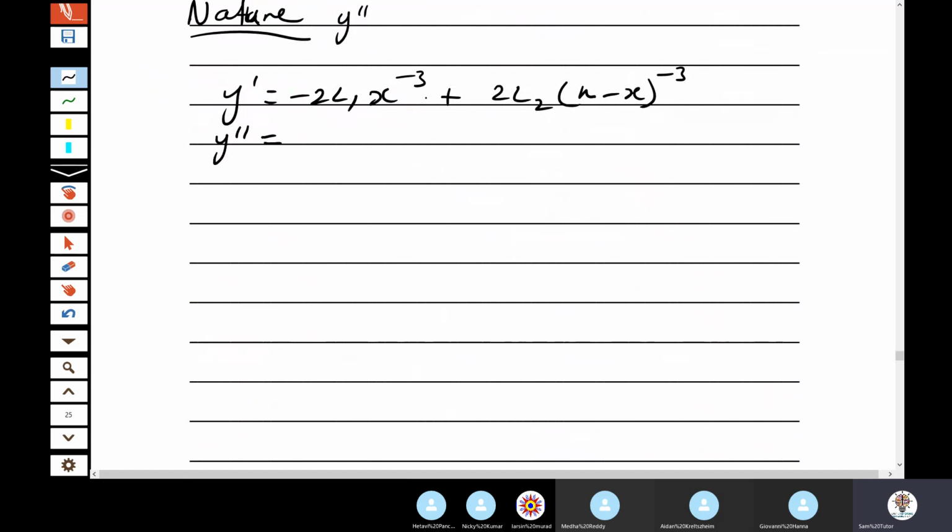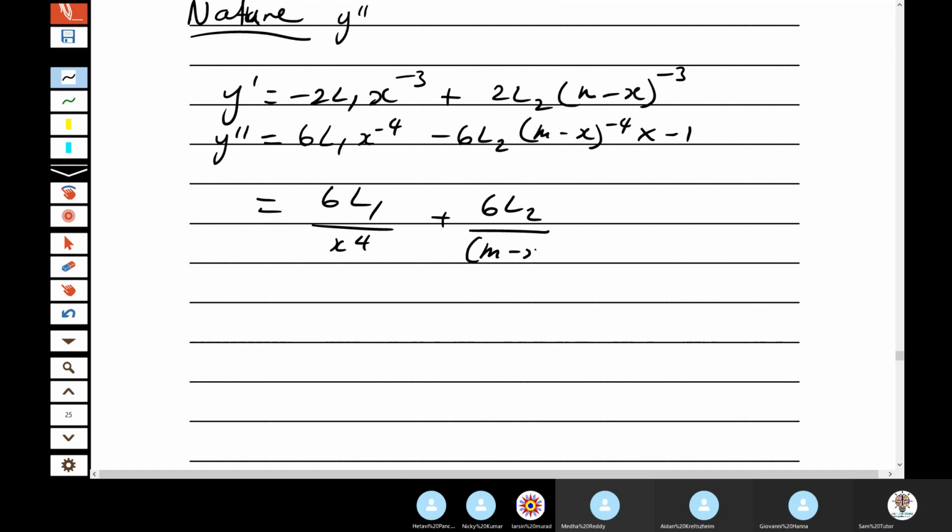Y double dash. Bring the 6 down. Oh, sorry. Bring the 3 down, becomes 6. So 6L1 x negative 4 minus 6L2 m take away x negative 4 times what? Derivative of inside, so negative 1. Write it a little bit neater. Okay.